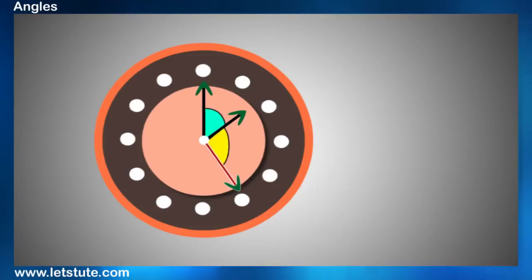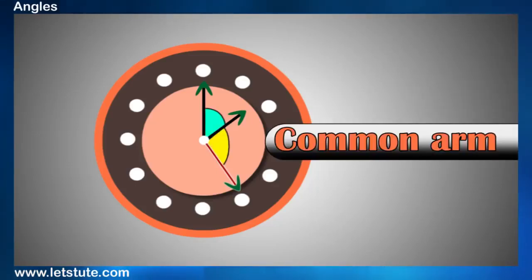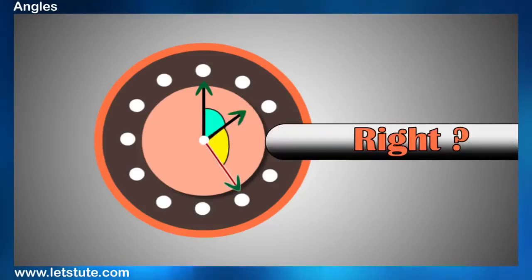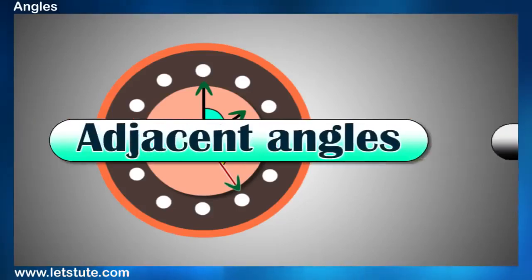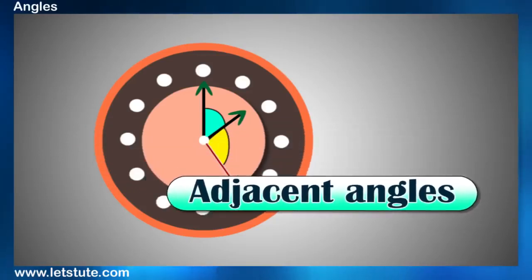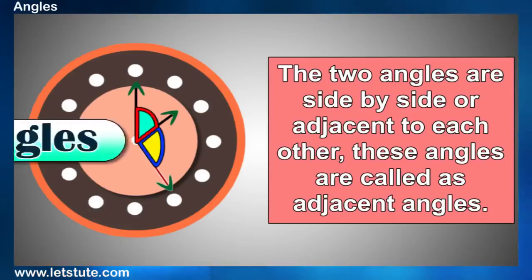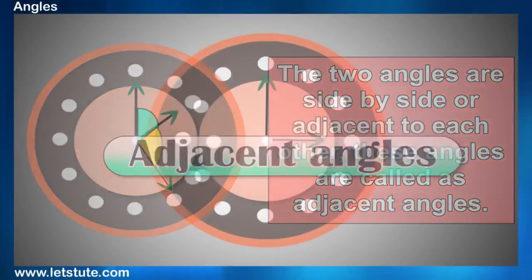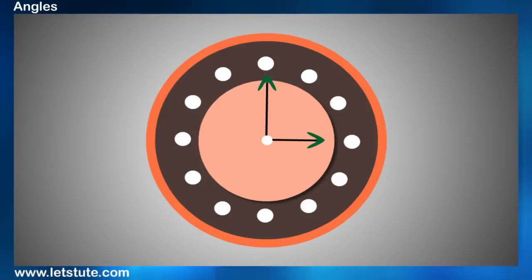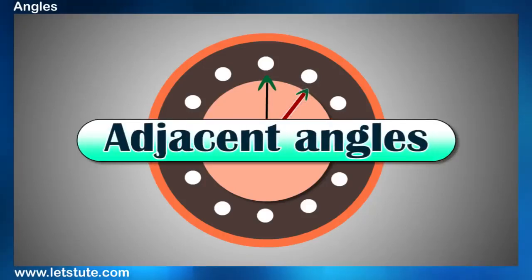Now here we can see two angles, but they have a common arm, right? And these types of angles are called adjacent angles. Now just because the two angles are side by side or adjacent to each other, these are called adjacent angles. Now we know when an angle is cut by another ray, we have adjacent angles, right?